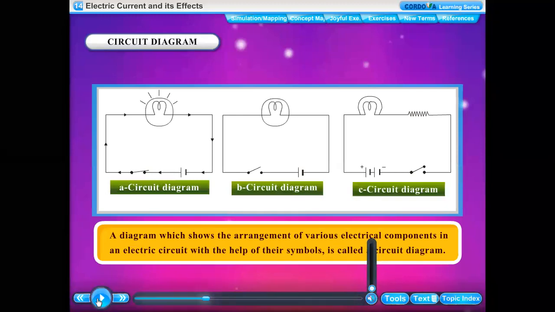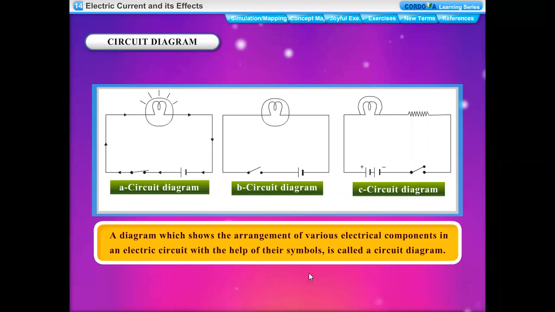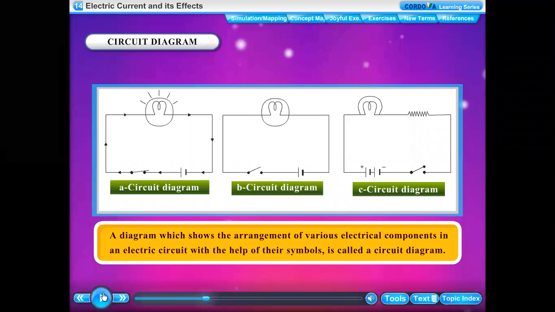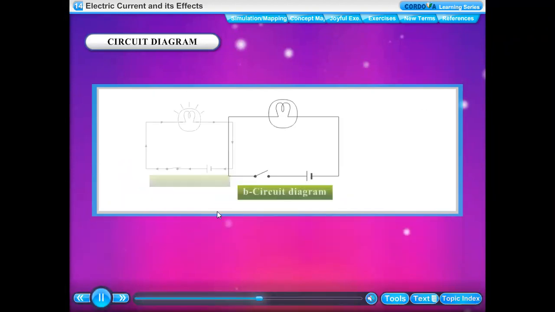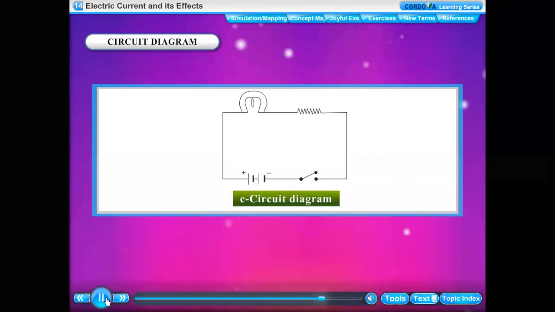Now the circuit diagram. What is a circuit diagram? A diagram which shows the arrangement of various electrical components in an electric circuit with the help of their symbols is called a circuit diagram. You can see the circuit diagrams: closed, open. This is also open, but a battery is used in place of a cell.